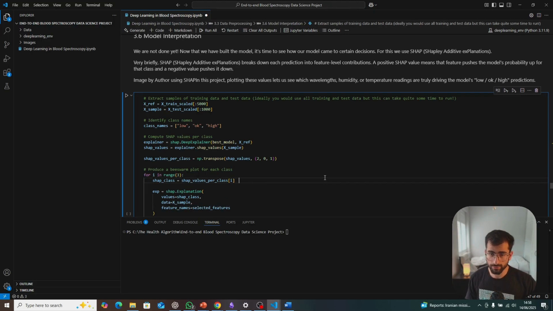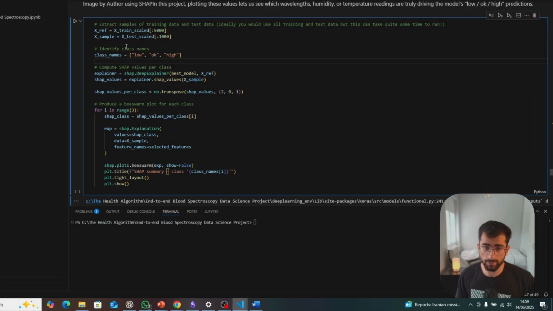To apply this model, we need to take a sample of our train and our test data. Ideally, we want to use all of this, but that can be very time consuming and you need quite a powerful computer. Alternatively, you could also use the cloud to run this. So here we take a sample of our pre-processed train data and pre-processed test data, just focusing on the input features here. We then identify our class names. And for this, we use the deep explainer from SHAP.